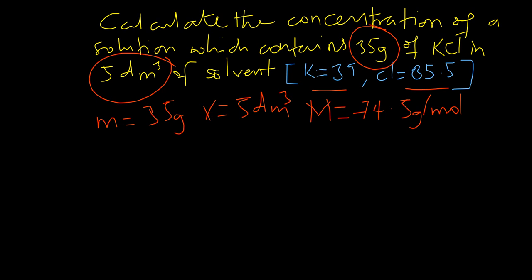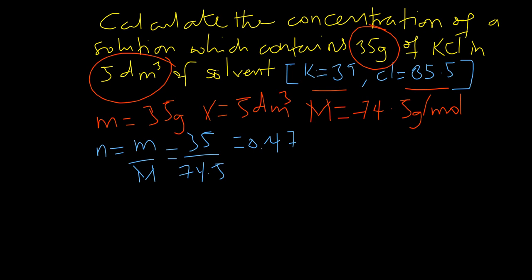So first, we need to determine the number of moles. So number of moles will give us the mass over the molar mass. This is equal to 35 over the molar mass of 74.5. When you do that division, you get 0.47 mole. Now we have the mole. We can use that to determine our concentration.